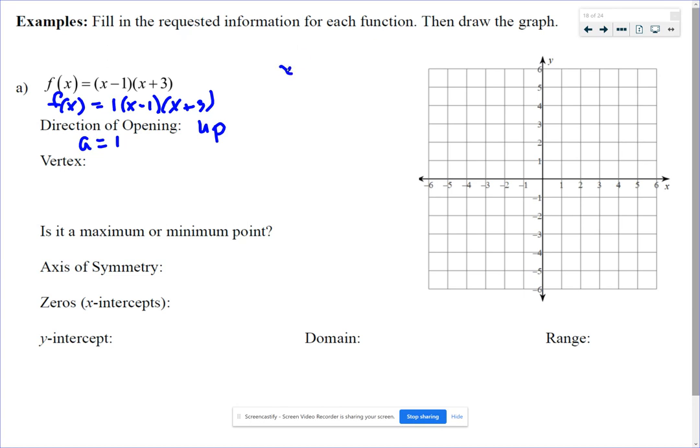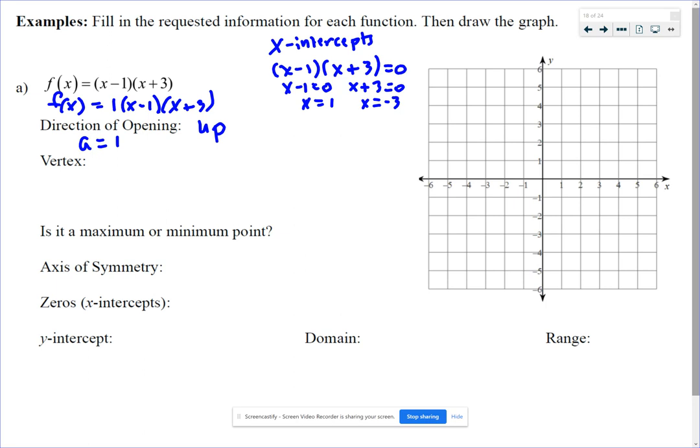Remember, your x-intercepts happen when the y is 0. So in other words, you need to solve that equation. To get those x-intercepts, we're going to replace the y with 0. We're going to add 1 to both sides of this one and get x equals 1. 1 minus 1 is 0, and 0 times anything is 0. Subtract 3 from both sides of this, and we get x is negative 3. Negative 3 plus 3 is 0, and 0 times anything is still 0.